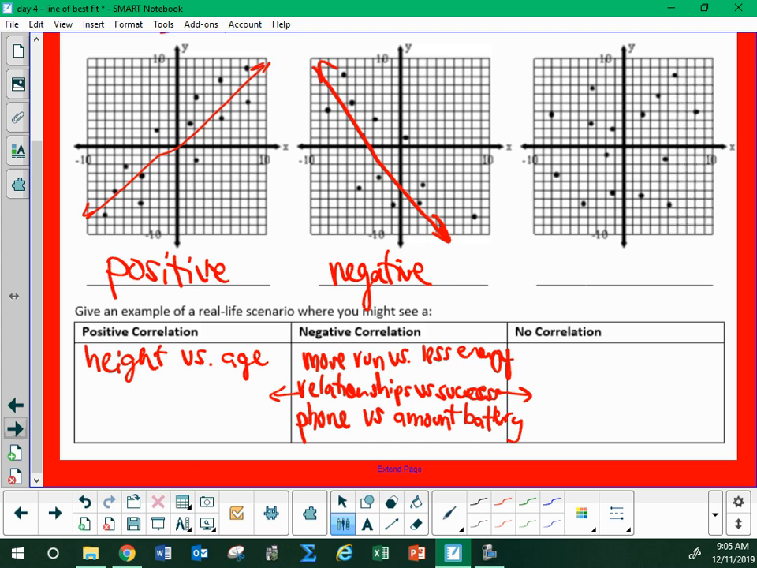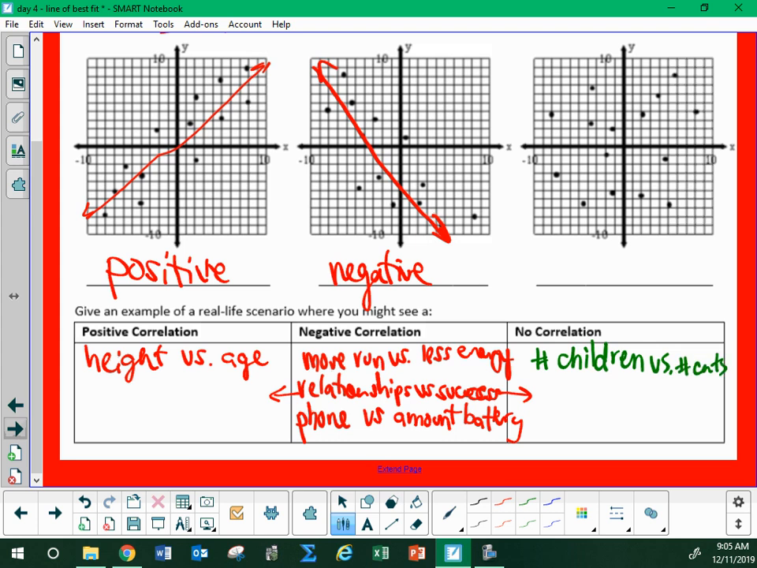All right, and then no correlation. What are some examples of things that have absolutely no relationship whatsoever? What are the no correlation ones? Yes, Andrew. Amount of children someone can have. What we want is something that has absolutely no correlation. Well, let's take the number of children. Give me something that has absolutely nothing to do with the number of children. Versus number of cats. Good.